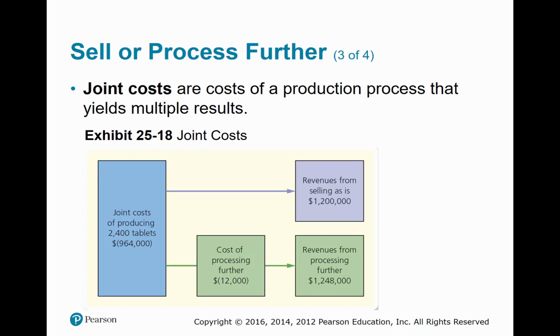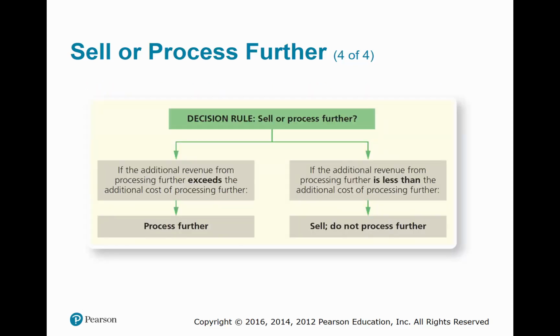In other words, whether we sell an as-is product or a processed further product, there's going to be joint costs. The cost of getting it to the point of the first sale, the first decision point. Do we sell it here or do we process it further? And then there'll be additional costs, the cost of processing it further. That's all they're saying there. And the decision rule, if the additional revenue from processing further exceeds the additional cost, then you process it further. And if it doesn't, then you don't.